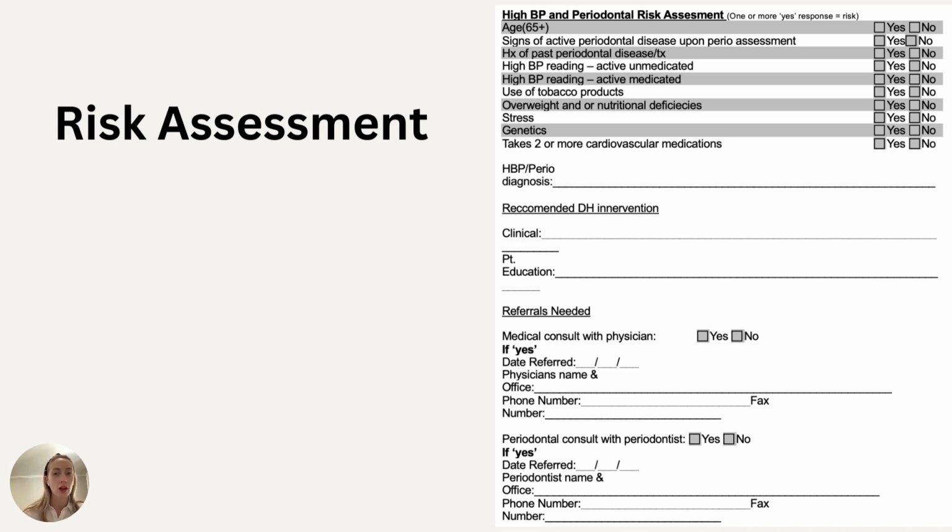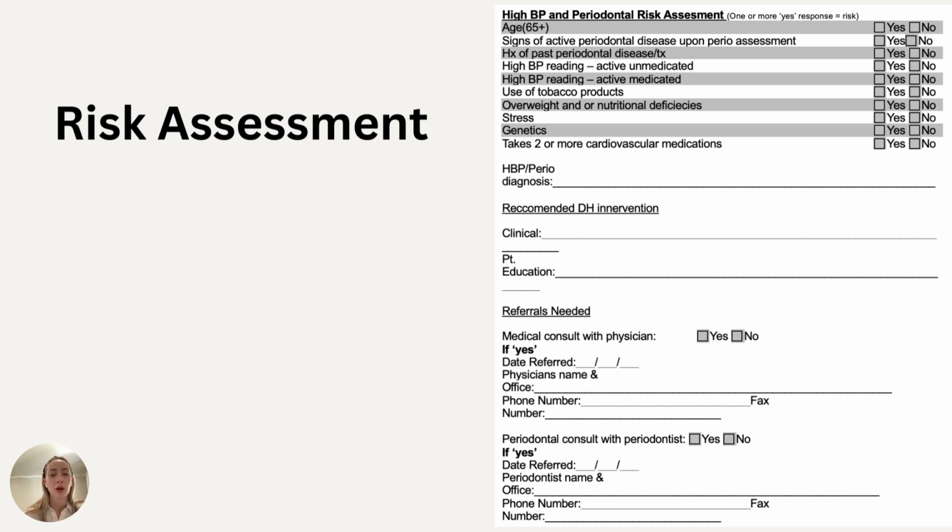Now, 1 yes versus 5 yeses is going to be less of a risk, hopefully, but that's not always the case. So if we have any of these risk factors, it by no means that means the patient's going to have periodontal disease in the future or have high blood pressure. It is just putting it on our radar that the patient may have some risks, and we may want to keep a closer eye on that.